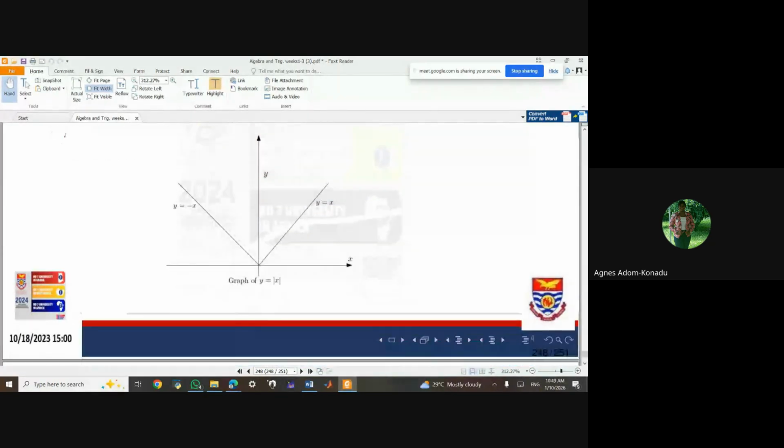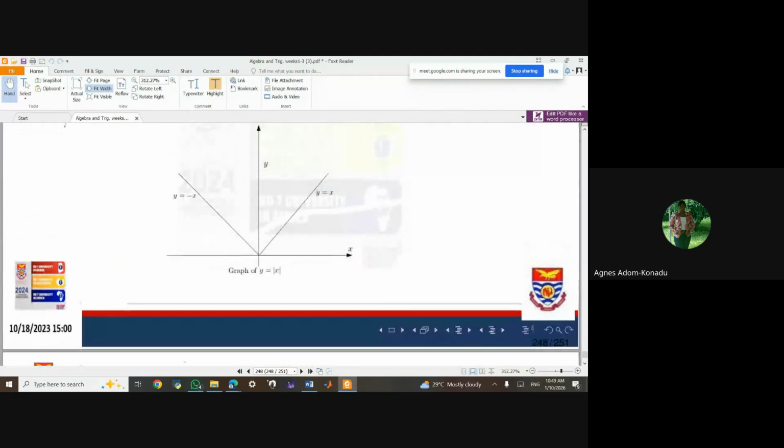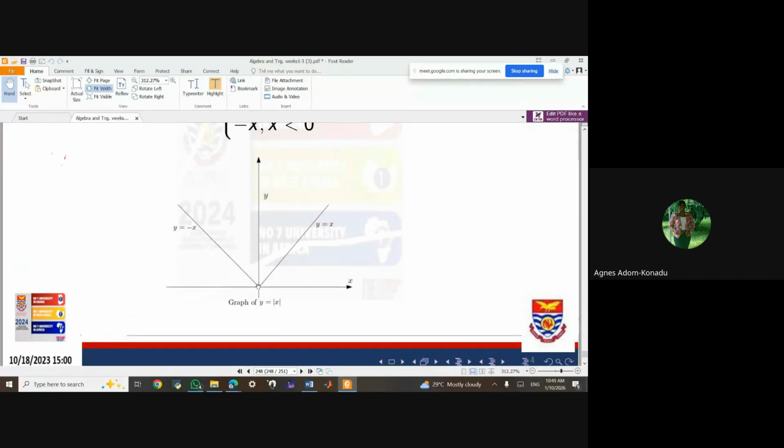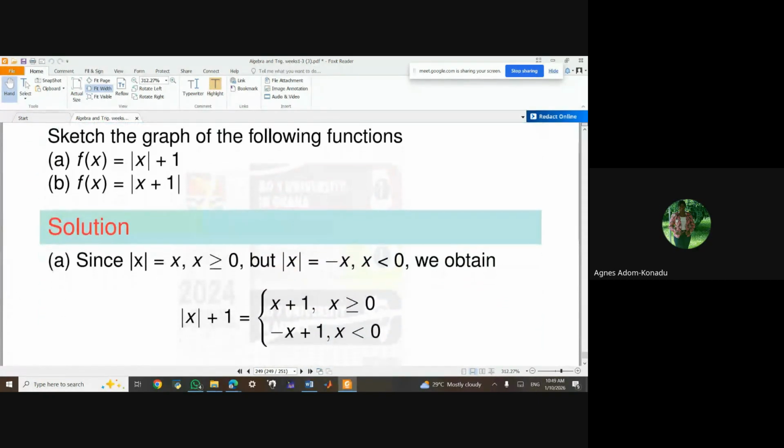Then for this, we can also add. So if I have f of x equal to the absolute value of x plus 1, what does that mean? What's the meaning of the plus 1? It moves upward. Okay, so it means this graph will move 1 unit upwards. What about the second one? It will move to the left. So it means that the graph will move 1 unit to the left. Okay.